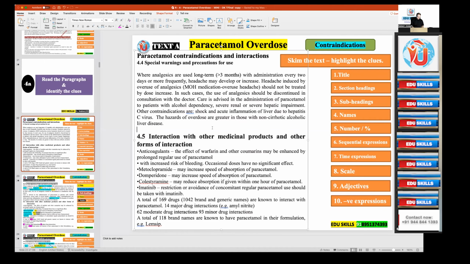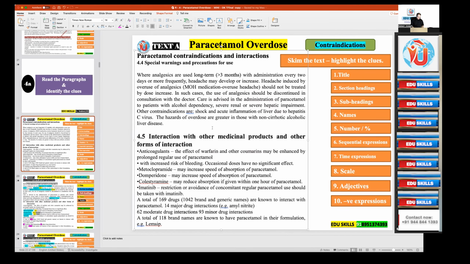4.5 Interaction with other medicinal products and other forms of interaction. Anticoagulants. The effect of warfarin and other coumarins may be enhanced by prolonged regular use of paracetamol with increased risk of bleeding. Occasional doses have no significant effect.